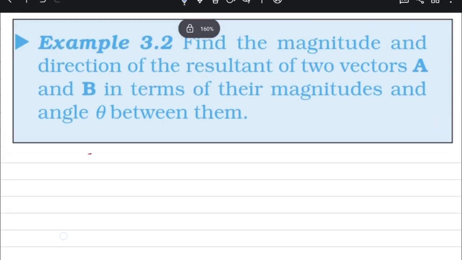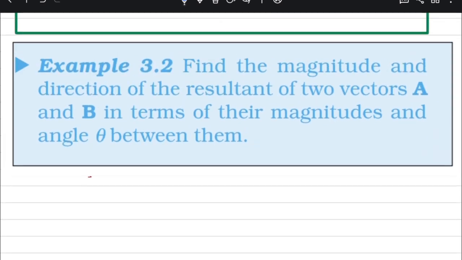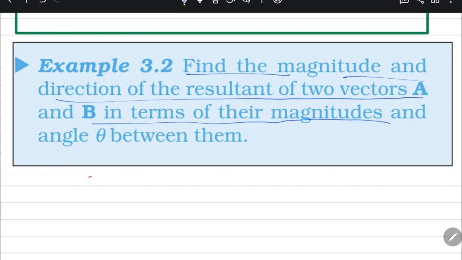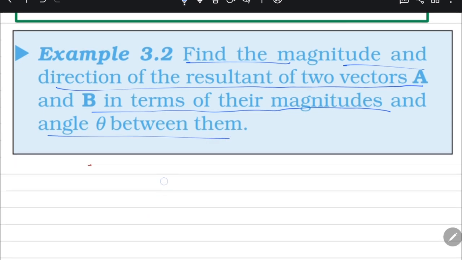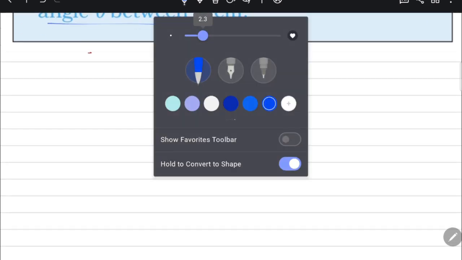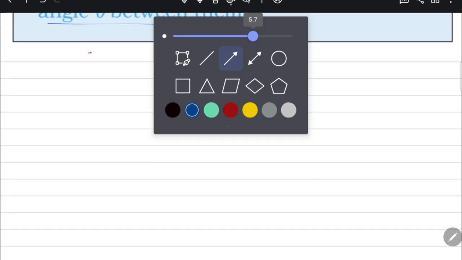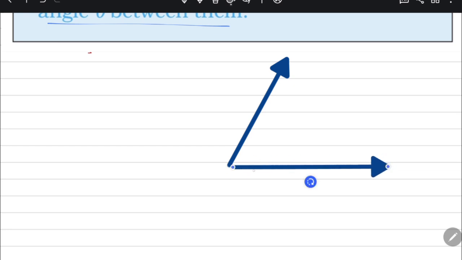So this is our example 2. In this question, they are telling us to find the magnitude and the direction of the resultant of two vectors A and B in terms of their magnitudes and angle theta between them. So it is like they are asking for the derivation. So let me show this derivation. This is our one vector. This is our another vector.